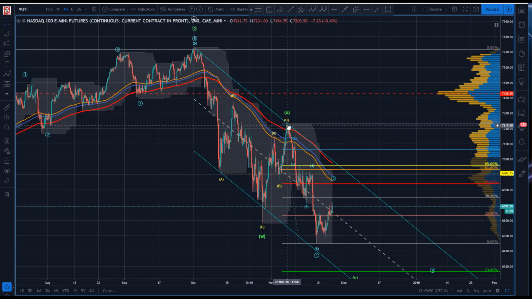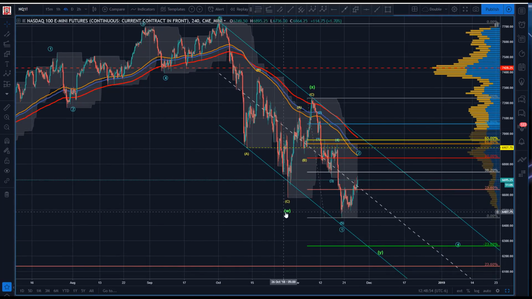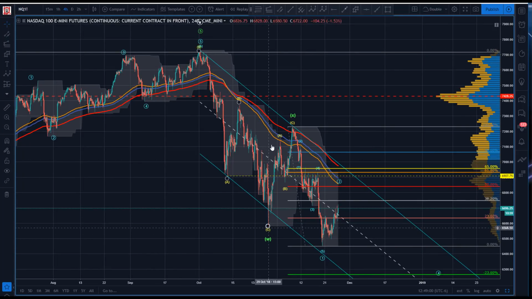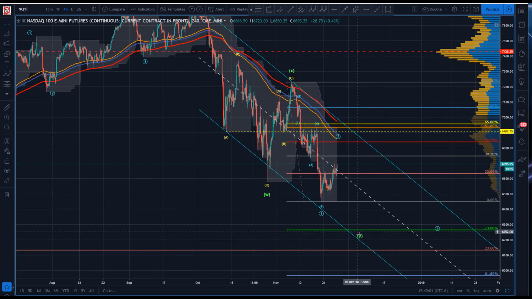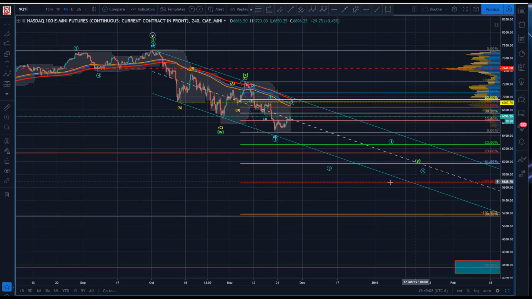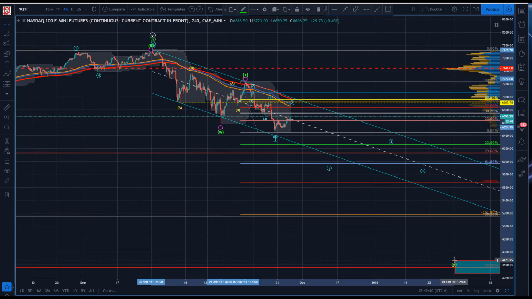So given the 3-wave here, I'm hard-pressed to think anything other than W. So WXY, just connecting two ABCs, right? Not complicated. Here's the ABC of the W, ABC of the X. Now, where are we in the Y? Well, it seems unlikely that the Y could travel all the way down here, that we'd be in some sort of gigantic Y. That symmetry is just all off.